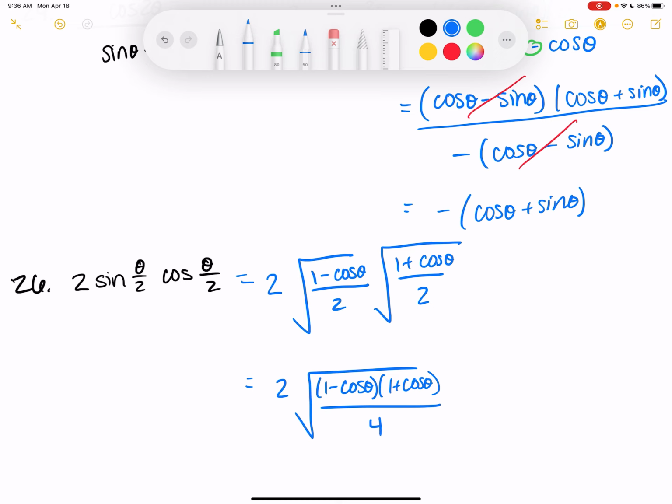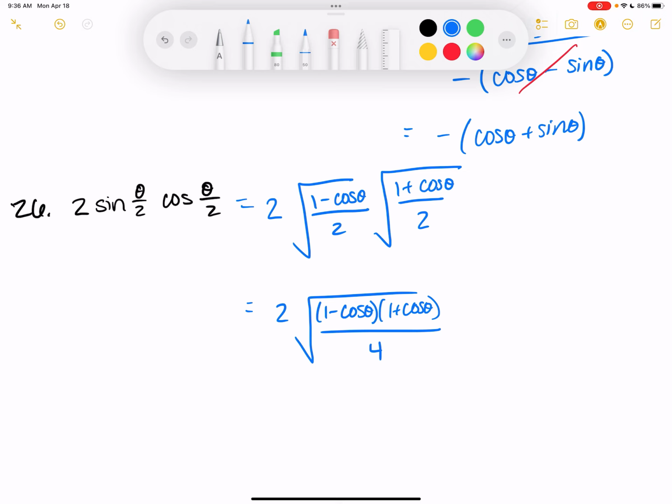Wow, this is so fun. Okay, but what's on top? It's a difference of squares. So I can rewrite that. What would that give me on top? 1 minus cosine squared of theta, all over 4.